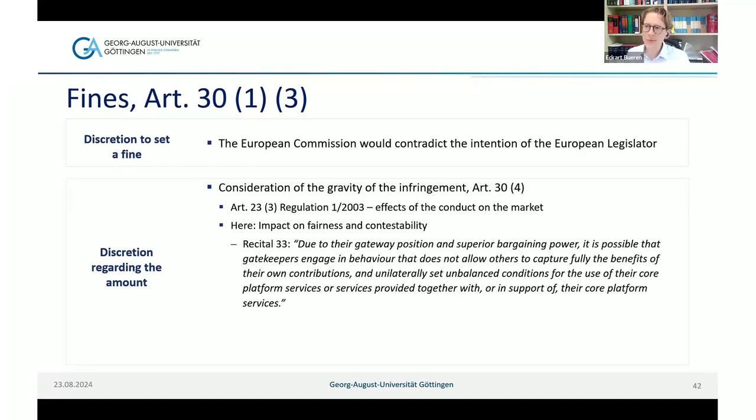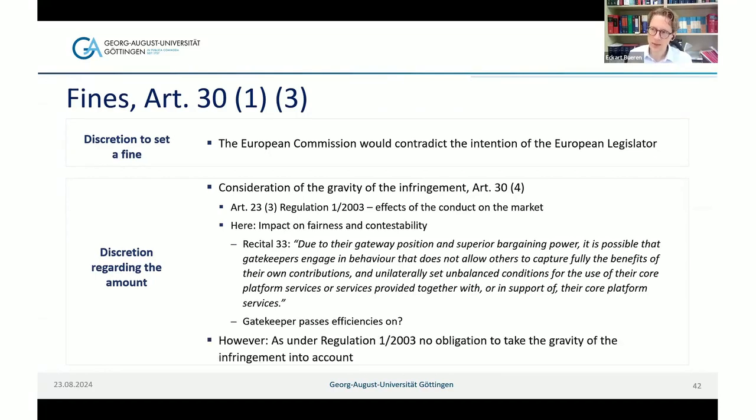So if we have certain efficiencies, and if the gatekeeper passes on these efficiencies, we could argue that fairness is not so much infringed, is not so much detracted from, and this therefore means that the infringement is less severe. And this can also mean that the Commission can take this into account when setting the fine. This is our view. However, again, a limitation.